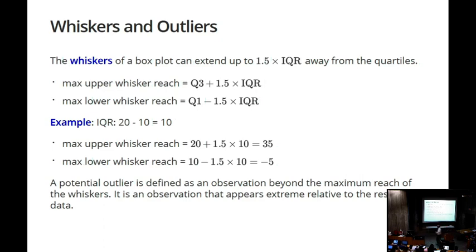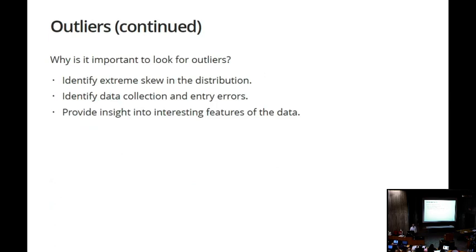Good question. All right. So outliers can be bad, and we need to look for them because they can identify extreme skew, you can have weird things, they can identify problems with your data collection, your data entry, and sometimes, and this comes back to your question, they're actually the interesting thing about the data. Everything else is boring and normal and average, and these outliers are genuinely new scientific discoveries. So they are important to examine. Question?